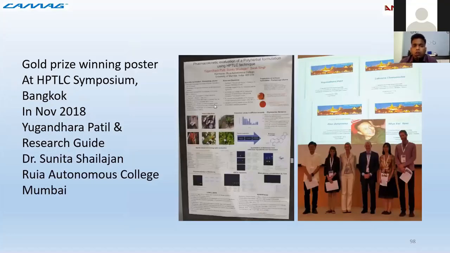Then this is the gold prize winning poster of the HPTLC Symposium, which was held in Bangkok on 19 November 2018. So Yugendra Patil and research guide Dr. Sunita Shailaja, from the Ruia Autonomous College, ma'am, was there.